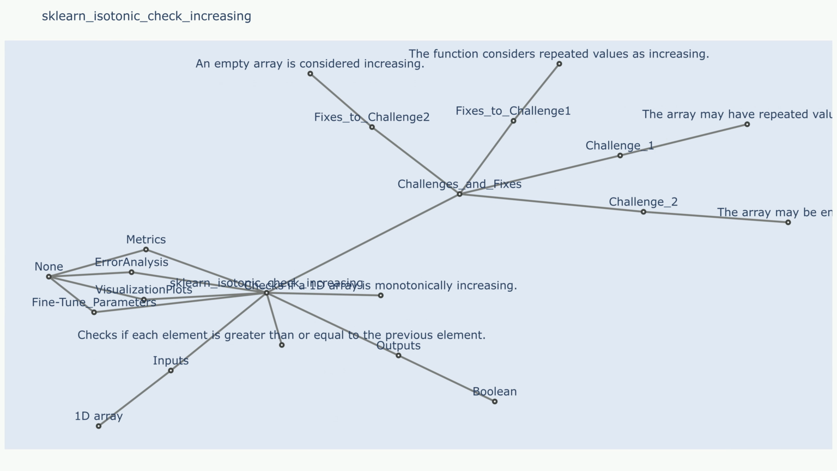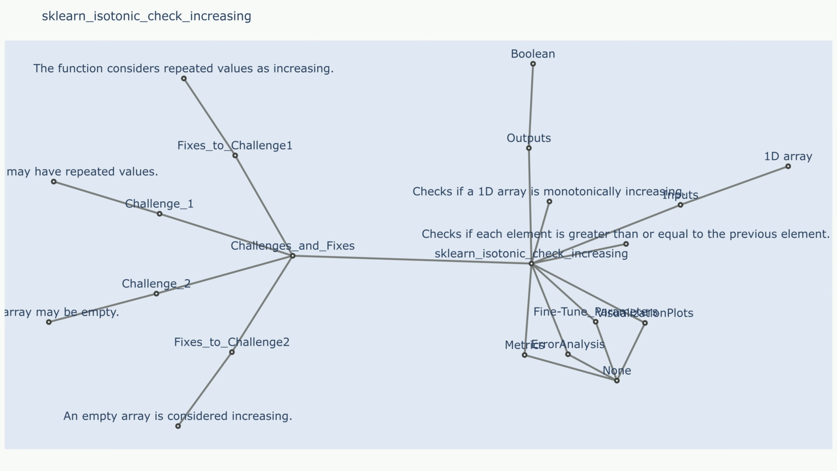Fixes to challenge 1: ensure that the input sequence y consists entirely of numeric values before calling the check increasing function. This can be achieved by filtering out non-numeric elements or by converting the sequence to a numerical representation.